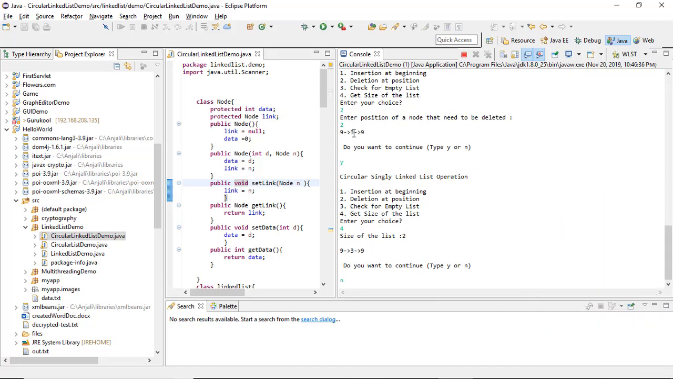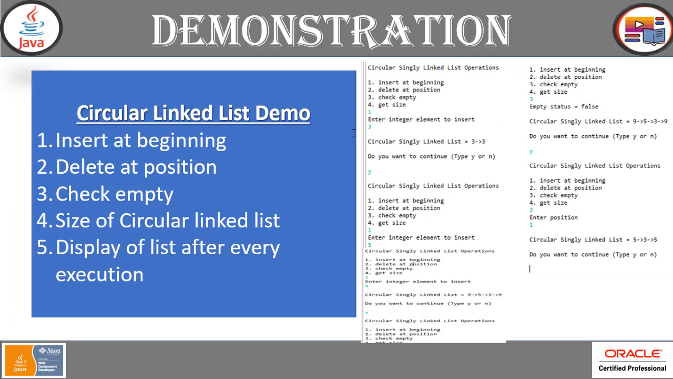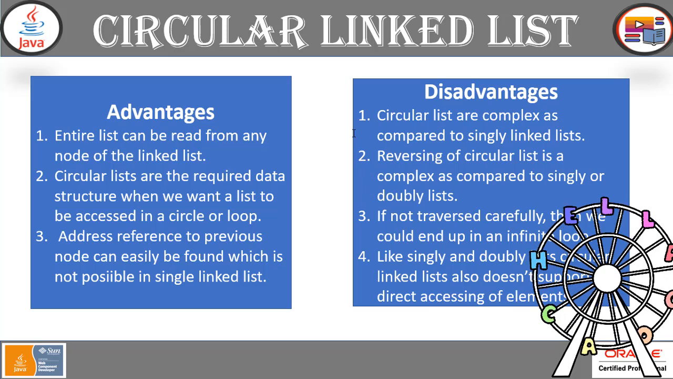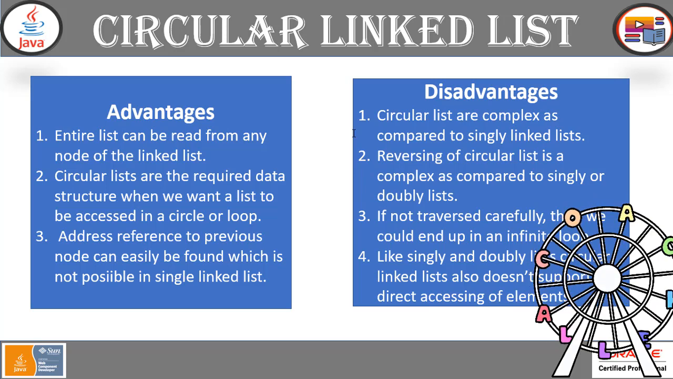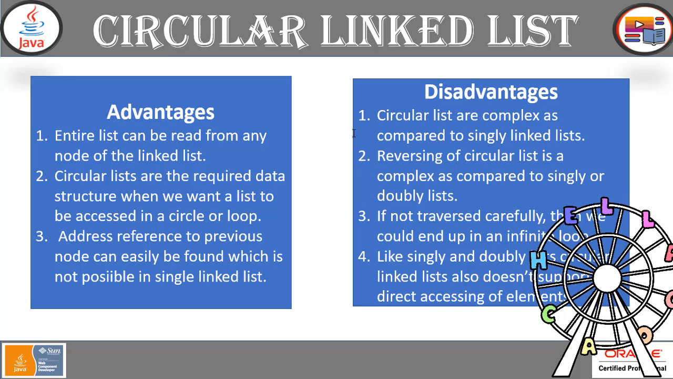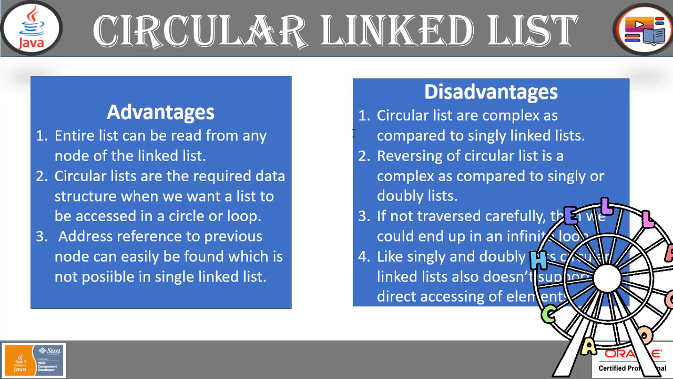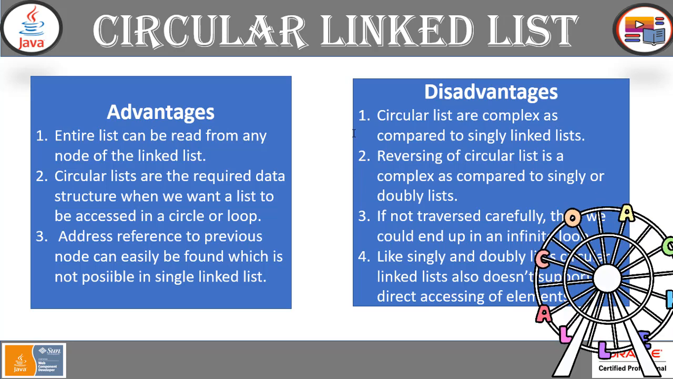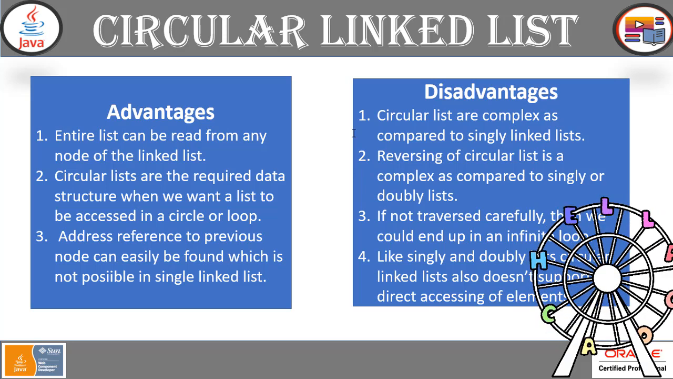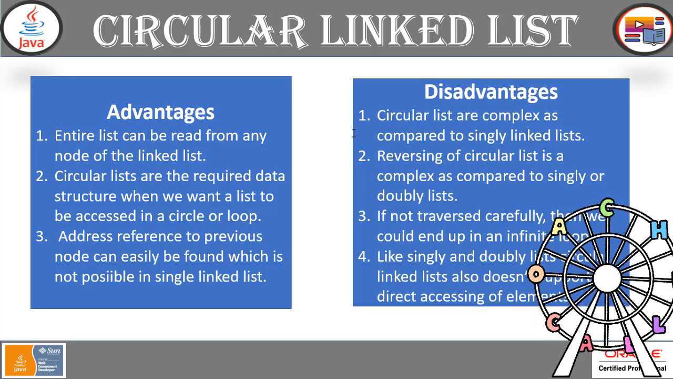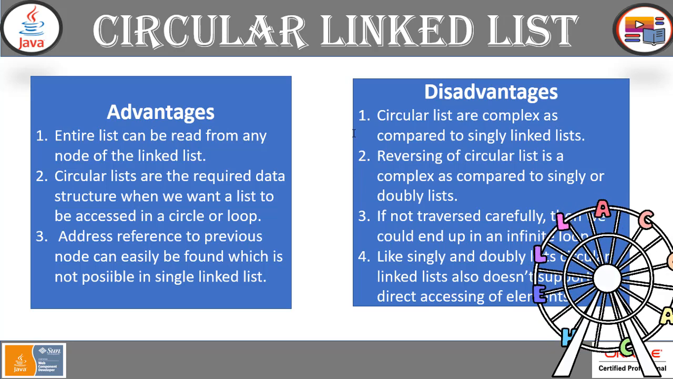So this is the execution and live implementation of circular linked list using Java. Now we have seen the demonstration of circular linked list. Let's take a look at some important facts about circular linked list, the advantages. Entire list can be read from any node of the linked list. Circular lists are the required data structure when we want a list to be accessed in a circle or a loop form. Address references to previous node can easily be found, which is not possible in single linked list.